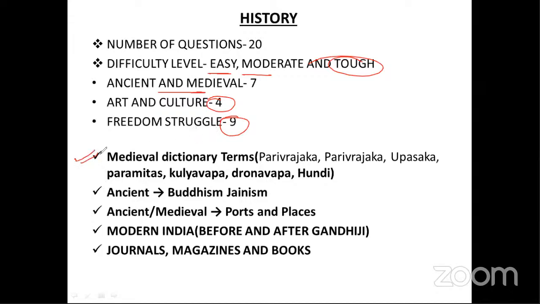And see the topics, they had questions from medieval dictionary terms. Now with the help of this area, you can find out that there is no need to read the entire Mughal Empire, like who came after Babur, who came after Akbar, what was the reason for Jahangir's death. No need to focus on such areas. You have to focus only on terminologies, the administrative part and the economic part.